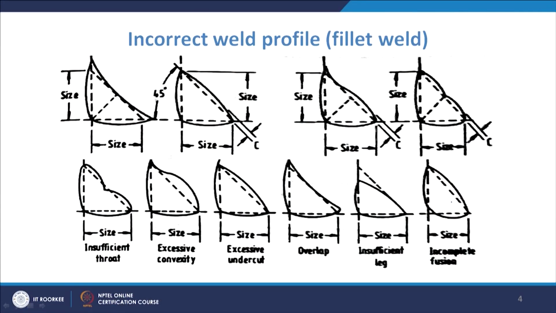Then if you look at this case, here you see that there is no proper fusion observed, so you have the case of incomplete fusion in such cases. So these are basically the incorrect weld profiles in the fillet weld. Similarly, you also have the weld profile which is acceptable.